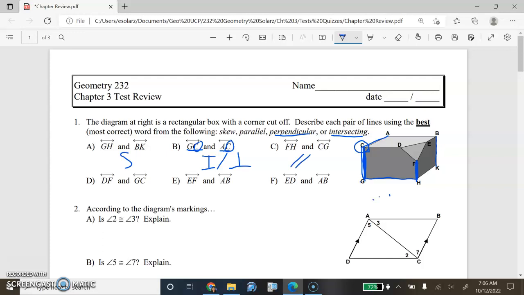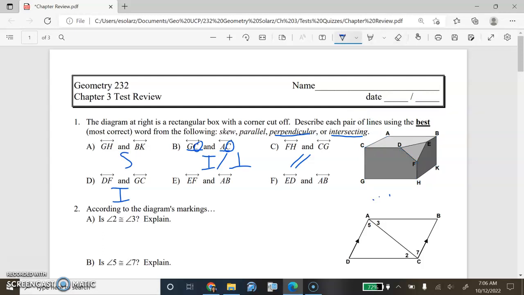DF and GC. DF is going diagonally across the front. GC is going straight up and down across the front. So they are both on the same plane. They're both on the front, but they are going different directions. So that means that eventually they are going to intersect. If you extended both of those lines, they would intersect somewhere. So those would be intersecting. They would not make a right angle, so they would just be intersecting, not perpendicular to each other.